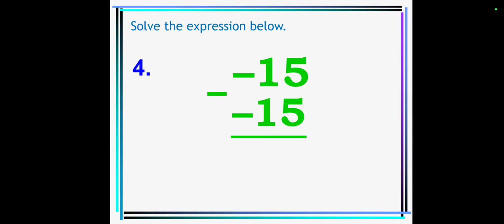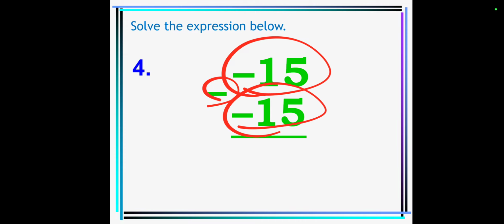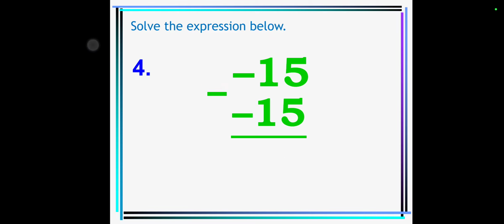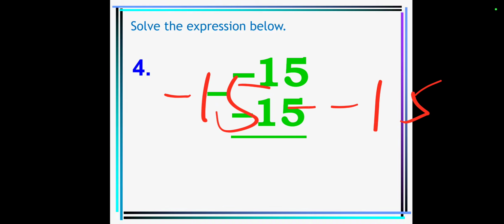How about this one? Number 4. Again, this is very easy. It's negative 15 minus negative 15. Everything subtracted from itself, the answer is 0. Remember that one? Everything that you subtract by itself is 0. So the same thing with it, it's 0. But if you want to really do it in horizontal, still the same. You know for sure that this is positive already.